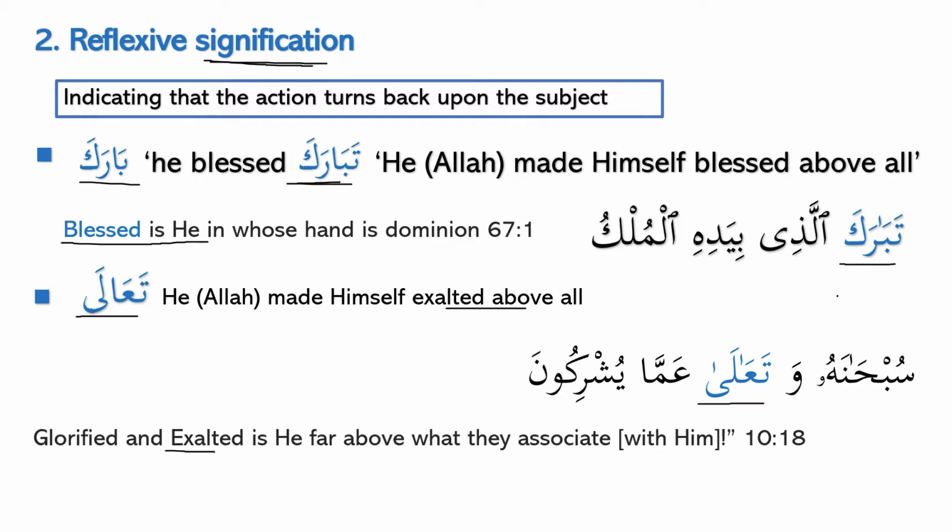And you know the dua al-istiftah, when we start our prayer, we start with the most common dua, which is Subhanaka Allahumma wa bihamdika wa tabarak asmuka wa ta'ala jadduka wa la ilaha ghayruk. So both of them are combined over there. Whenever it is used in the Quran, it refers only to Allah subhanahu wa ta'ala, and it has a reflexive signification.